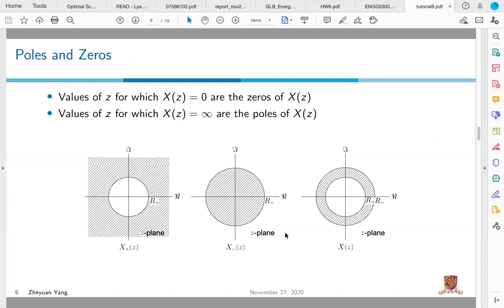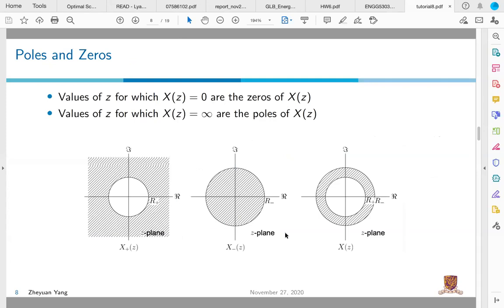We also have the poles and zeros in the Z transform. The values of z for which X(z) equals zero are called the zeros of X(z). And the values of z for which X(z) equals infinity are the poles of X(z).